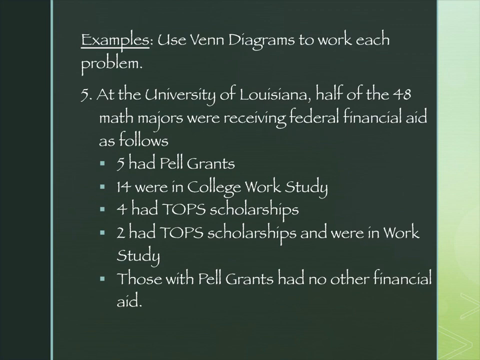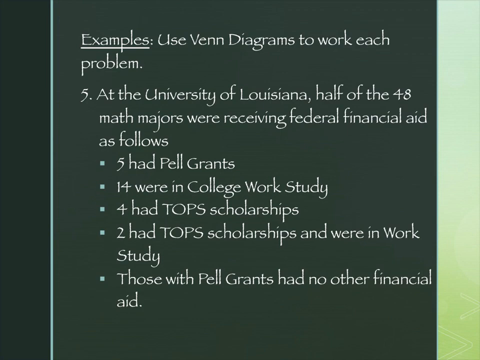All right, here's our next one. At the University of Louisiana, half of the 48 mathematics majors were receiving federal financial aid as follows. 5 had Pell Grants, 14 were in college work study, 4 had TOPS scholarships, 2 had TOPS scholarships and were in work study, and those with Pell Grants had no other financial aid.